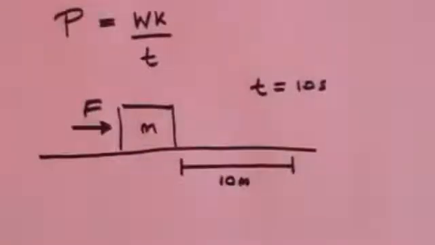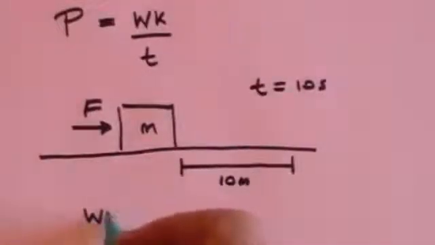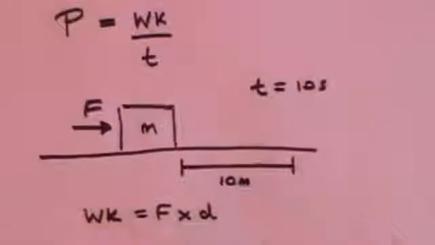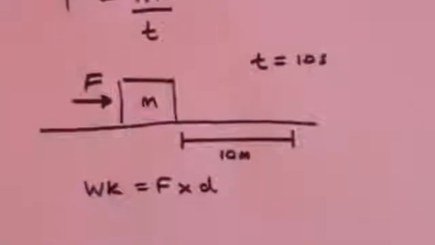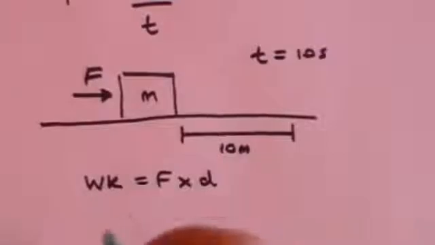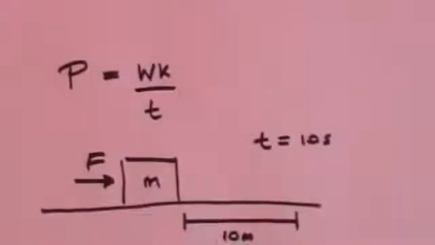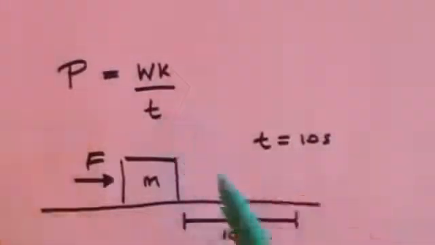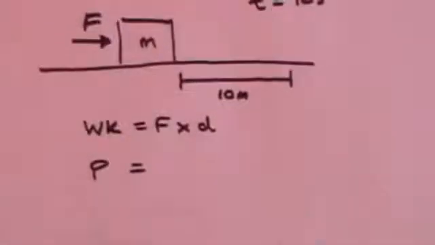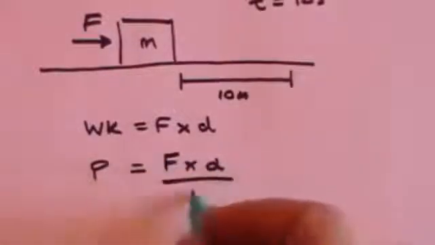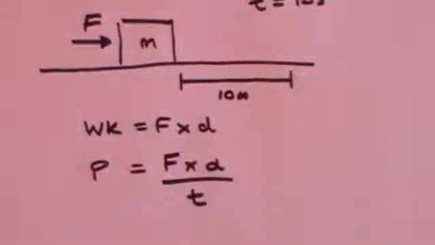Well, the first thing we have to do is to work out the work done. Work is force times distance. That's what we learned last time. And the power is then going to be equal to the work divided by the time. So the power is going to be force times distance divided by time.